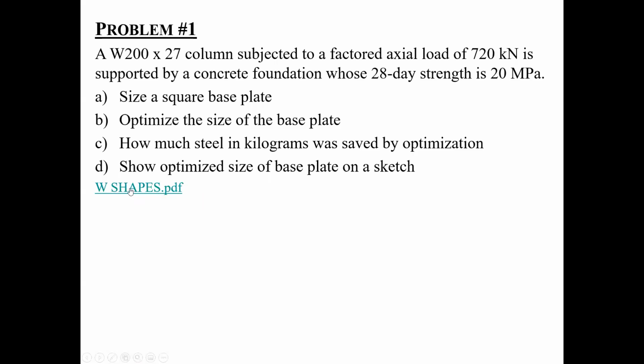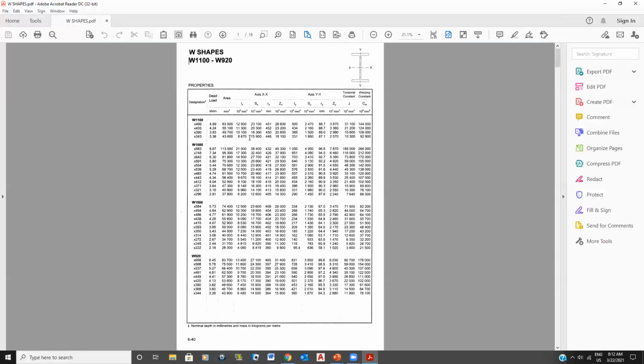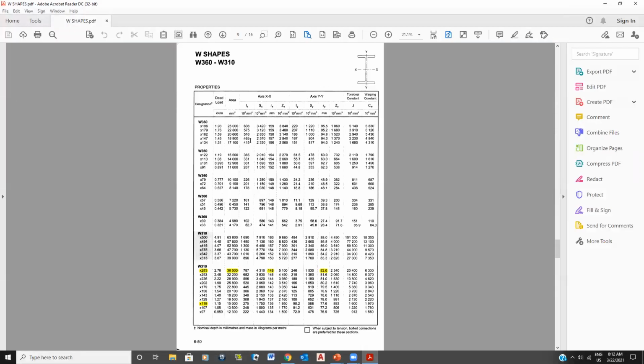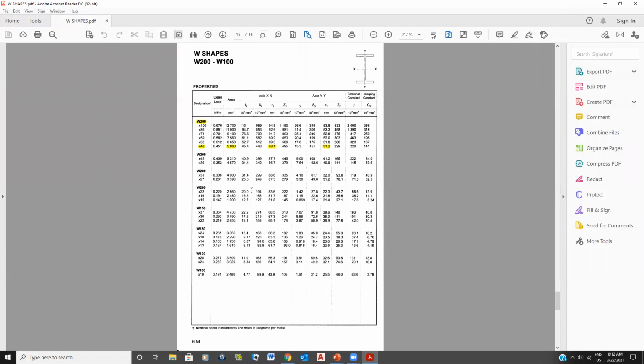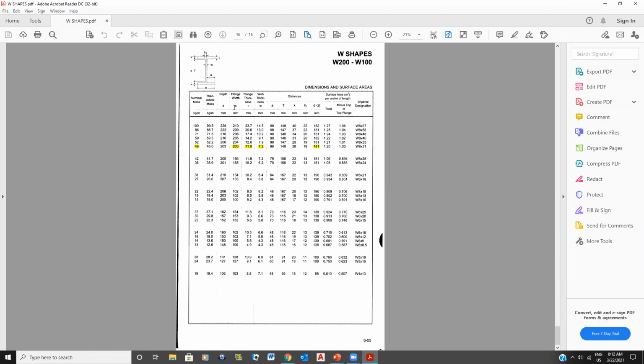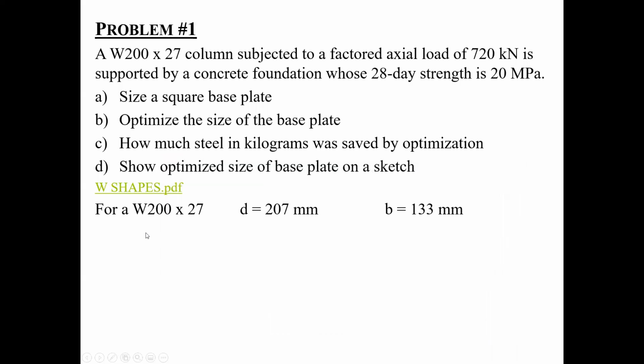Now, for W200 by 27, of course, you go to the W shapes and you go look for the D and the B. Like I said, you go down by size, W200 by 27. You get to 200 by 27 and you go to the next page. So there's your D value, 207. There's your B value, 133 right there. Once you have those two values from the geometry of your shape, then you can start. And now, of course, you start off by calculating the factored resistance.